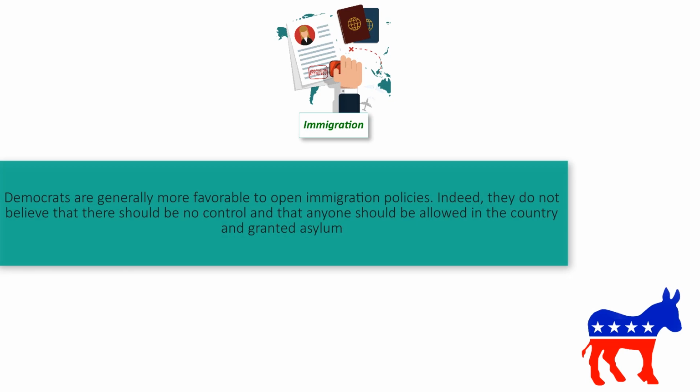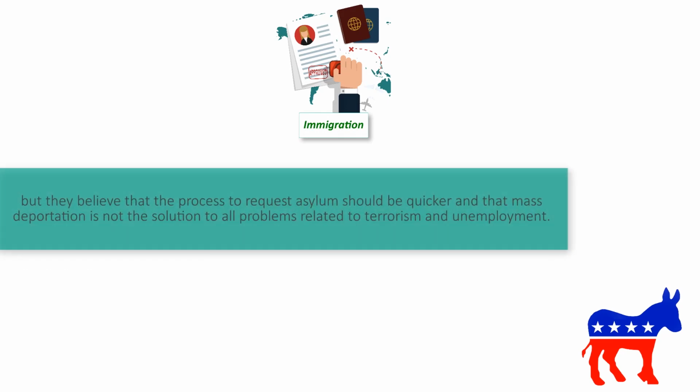Democrats are generally more favorable to open immigration policies. Indeed, they do not believe that there should be no control and that anyone should be allowed in the country and granted asylum. But they believe that the process to request asylum should be quicker and that mass deportation is not the solution to all problems related to terrorism and unemployment.